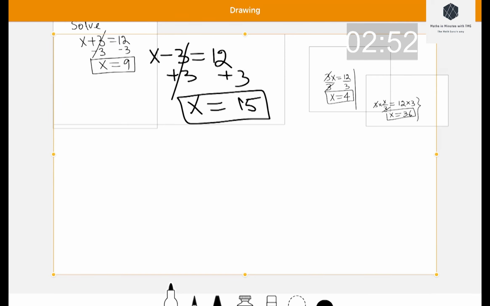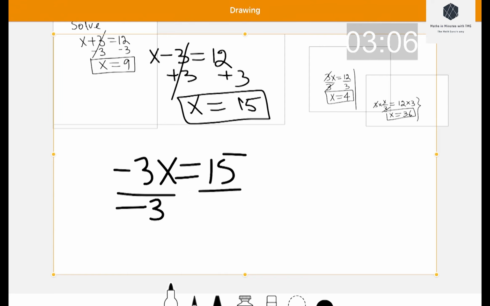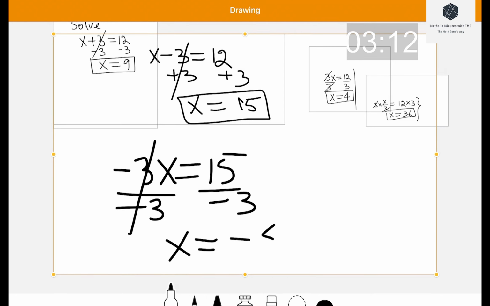For example, they give me minus 3x equals 15. Now minus 3x is not subtraction, it's minus 3 times x. So if something is multiplied and you want to get rid of it, you again have to divide, by minus 3 on this side and minus 3 on this side. Minus 3 is gone. x equals 15 divided by minus 3, which is minus 5.